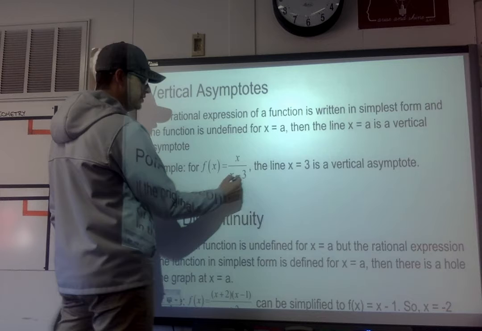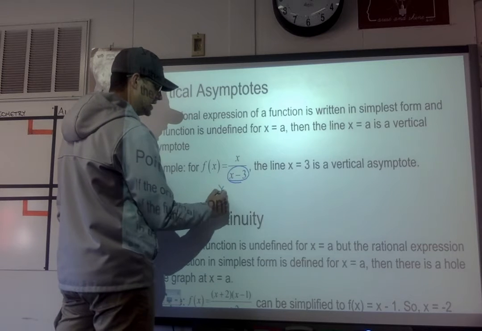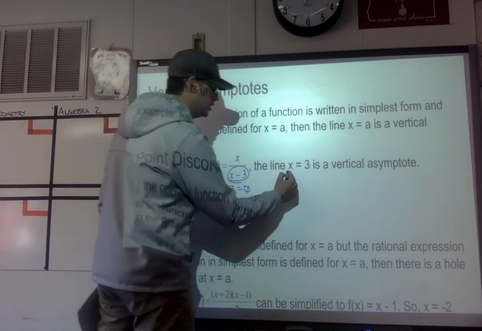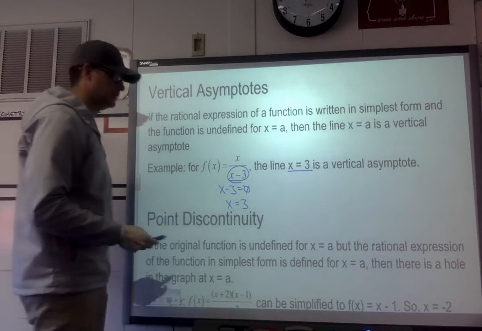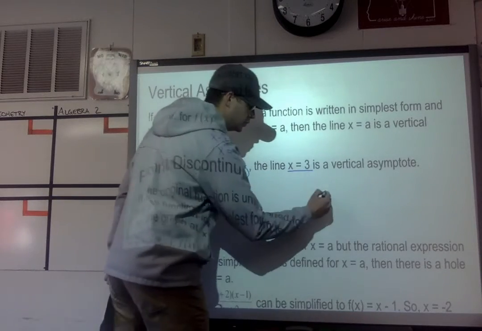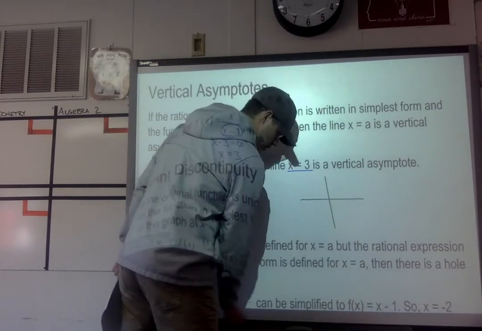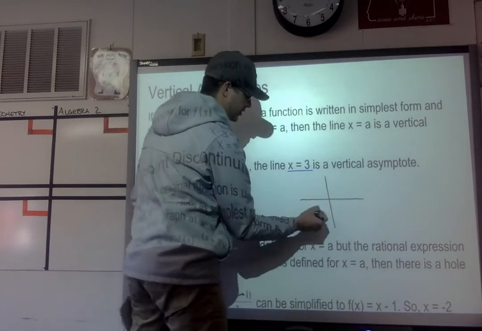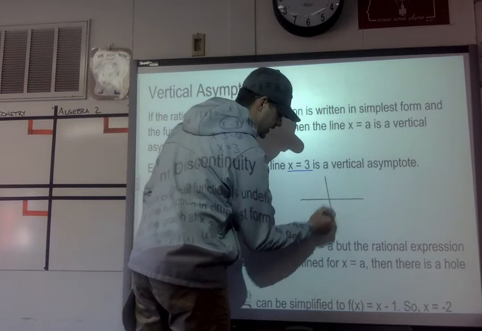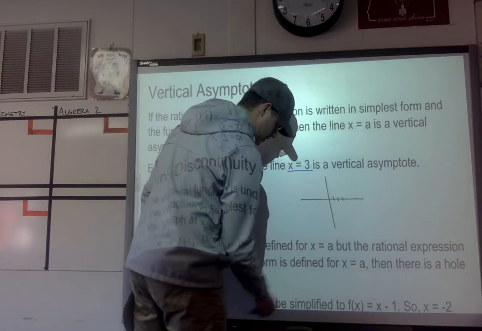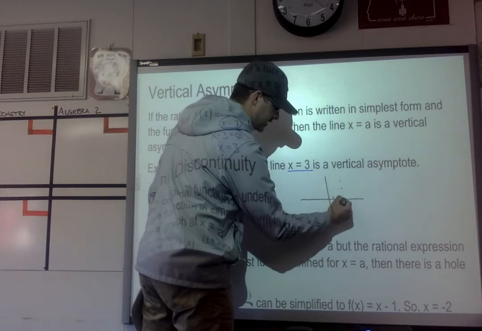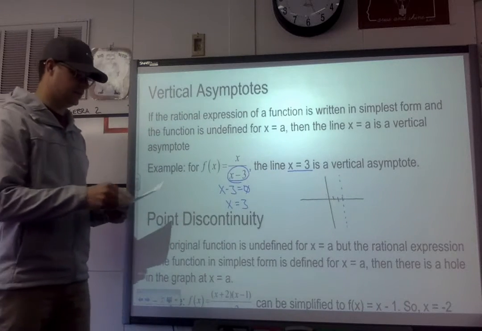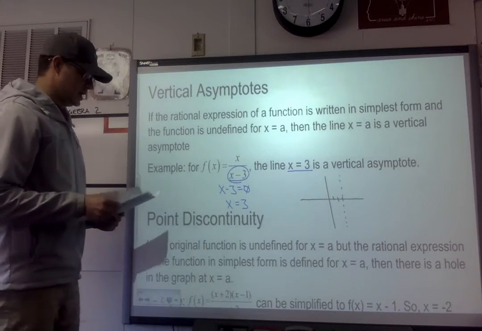So we would take whatever is in the denominator and we would set it equal to 0, which would give us x equals 3. So that means x equals 3 would be a vertical asymptote, which means on our graph, we would have a vertical asymptote at x equals 3. So we would go to 3 on our x-axis and draw in that dotted line representing the vertical asymptote.